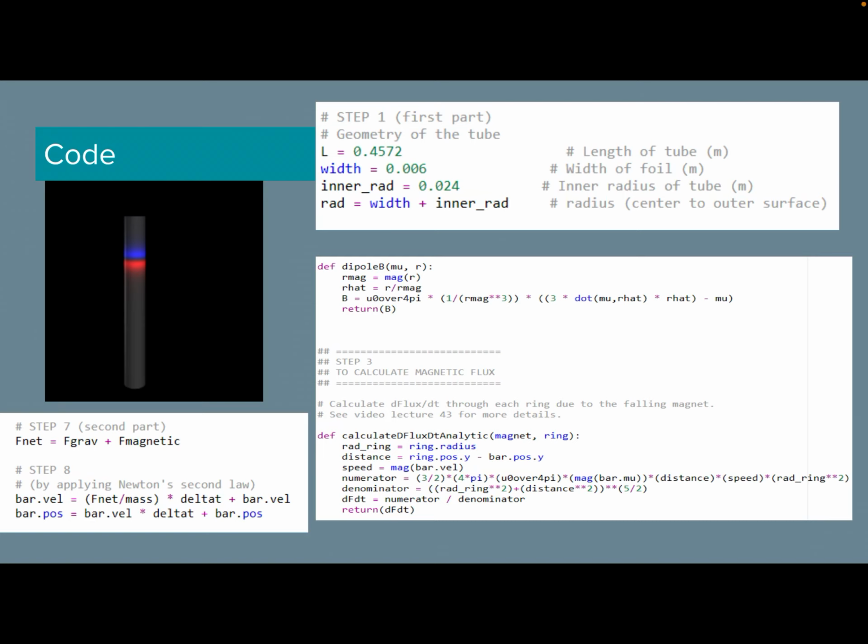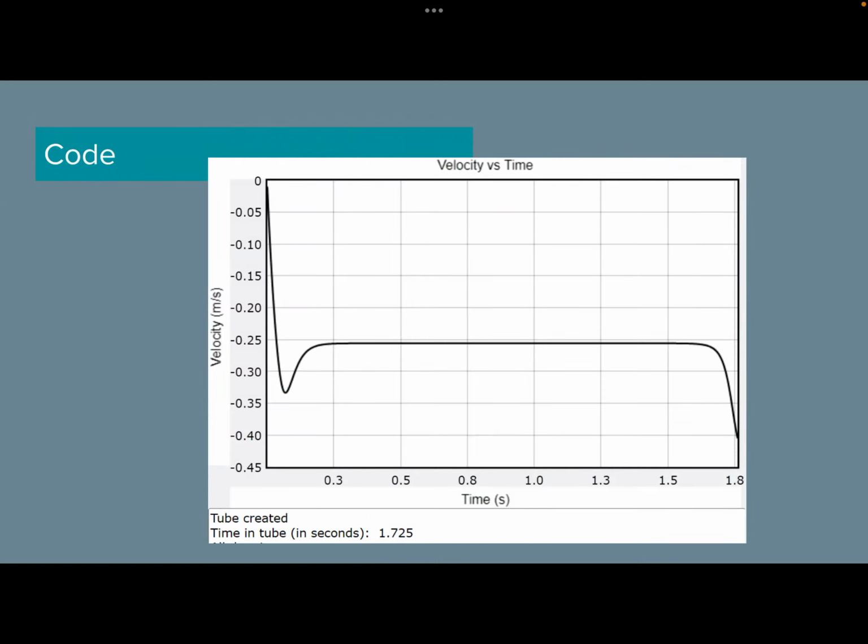Obviously, you can't see it here, but the image to the left is what, whenever you run the code, shows the magnet falling down through the tube. Here's another snippet of the code. It's just a graph that shows velocity versus time. If you notice the flat section there, that shows the moment the magnet enters the tube.